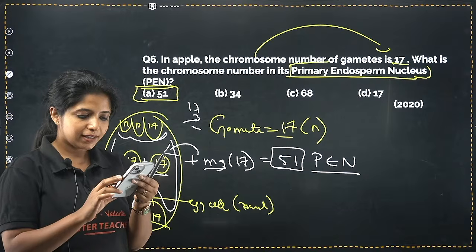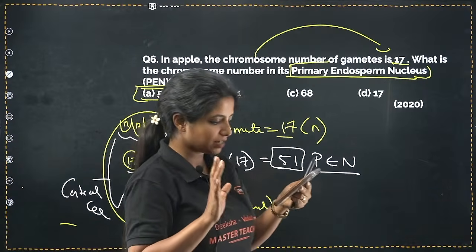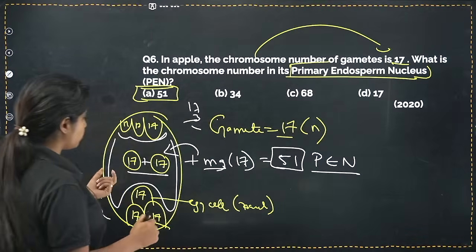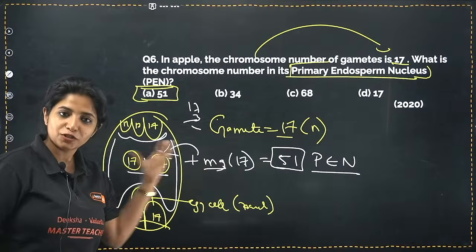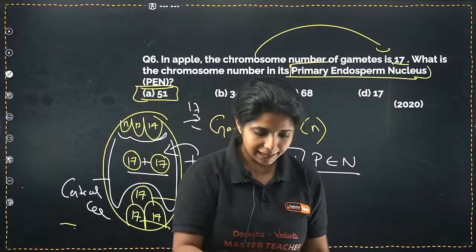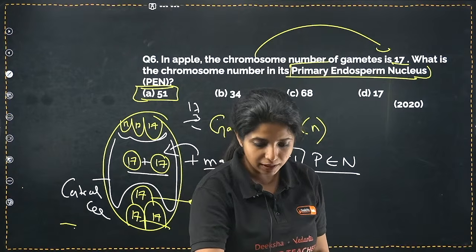Got it? So most of you gave me the correct answer. I see 85% children gave me the correct answer itself. So PEN is triploid. Yes, it is going to be triploid. Why triploid? Because 3N. It is known as triploid nature. Okay, 3 Ns there. Clear. Perfect. Thank you guys for giving me the thumbs up. I hope we can go ahead with the next.